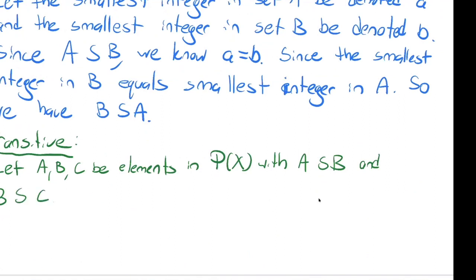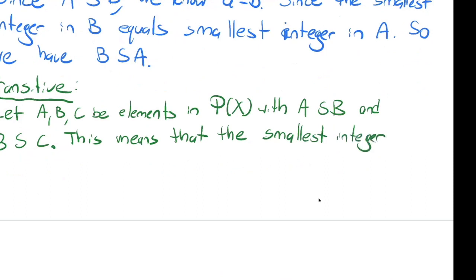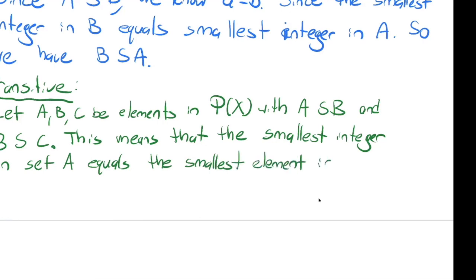Okay, we've got three sets. We're going to assume A is related to B and that B is related to C. So this means that the smallest element in A is equal to the smallest element in B. And we also know that the smallest element in B equals the smallest element in C.